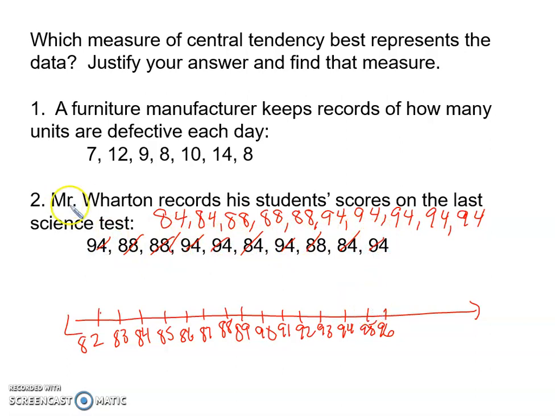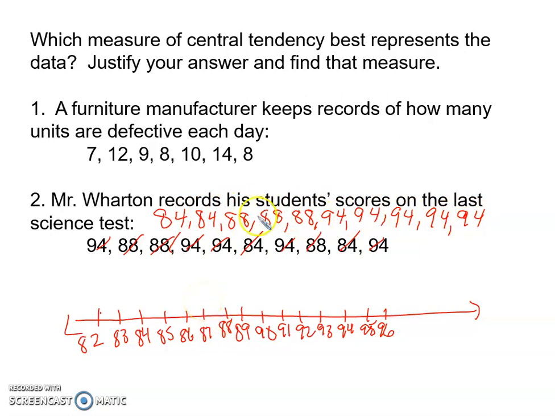Okay, so this is my set of data. And what I want to do is find my middle number, okay? So the median. So let's count how many we have. 1, 2, 3, 4, 5, 6, 7, 8, 9, 10.